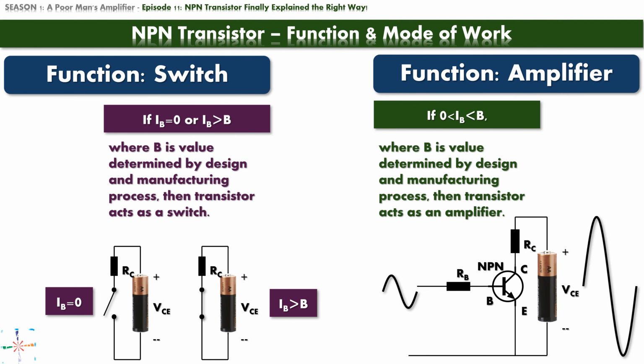So, to simplify it, if base current is in that Goldilocks middle, not too high, not too low, then transistor is in amplifier mode of work, and if base current is 0 or too high, then transistor is in switch mode of work. As simple as that.